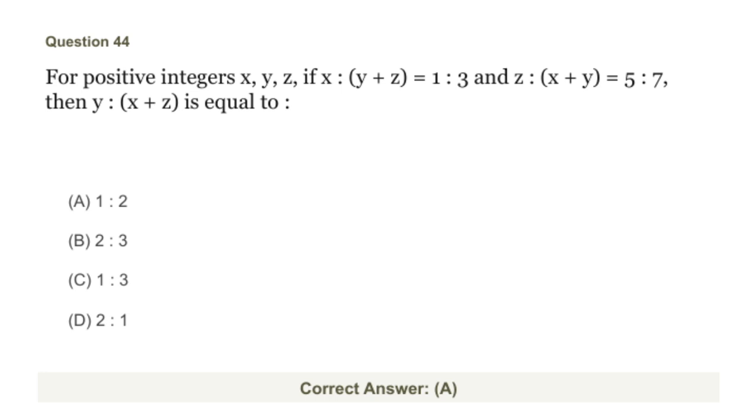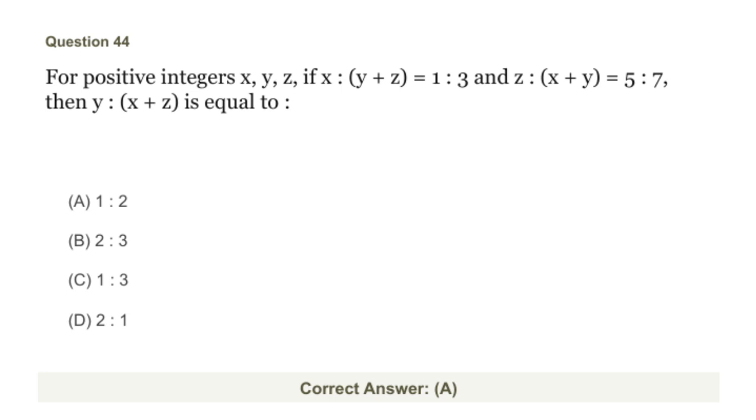From the first ratio, y plus z equals 3k, but we know z is 5m, so y plus 5m equals 3k. From the second ratio, x plus y equals 7m, but x is k, so k plus y equals 7m. Now we have two equations. 1. y plus 5m equals 3k. 2. k plus y equals 7m. Subtract the second from the first. y plus 5m minus (k plus y) equals 3k minus 7m, which simplifies to 5m minus k equals 3k minus 7m.